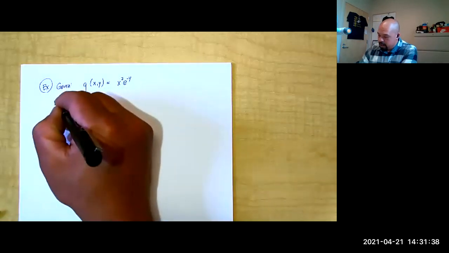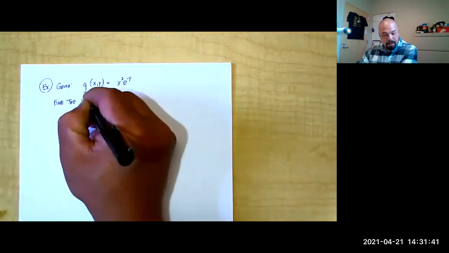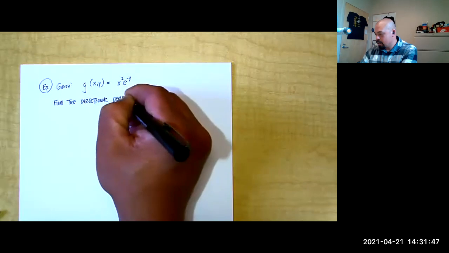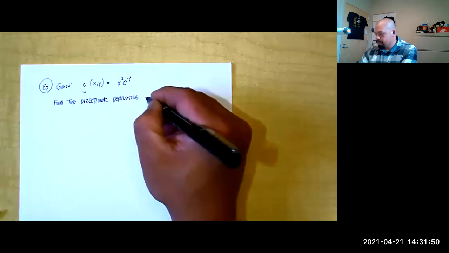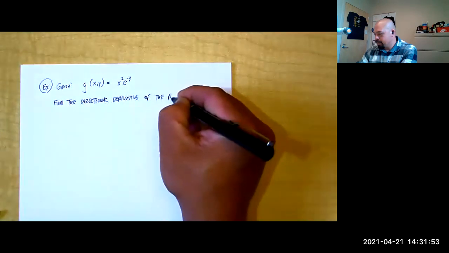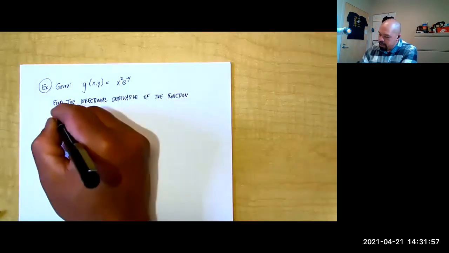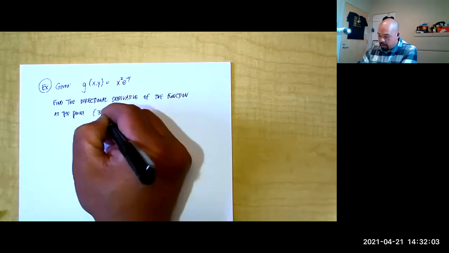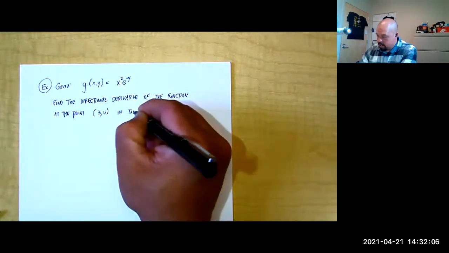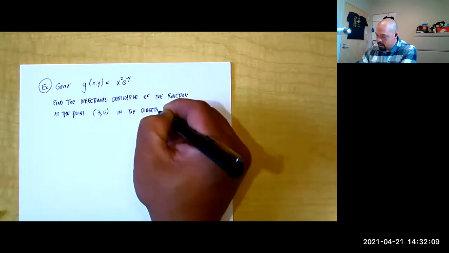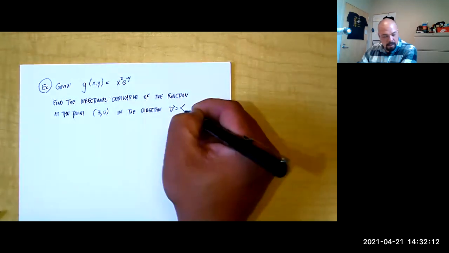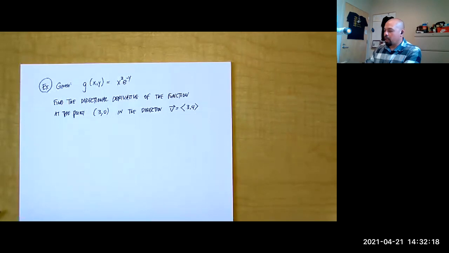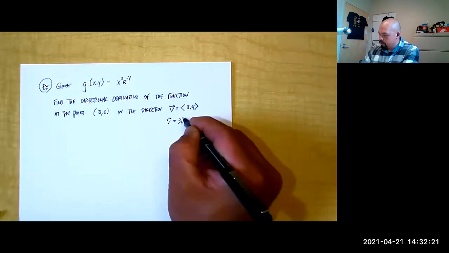So let's find the directional derivative of the function at the point 3, 0 in the direction v equal to 3, 4, or 3i plus 4j.